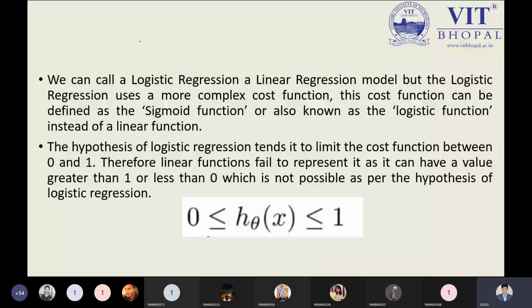So here we have some terms we need to keep in mind, and this is only for theoretical purposes. We can call logistic regression a linear regression model, but logistic regression uses a more complex cost function. This cost function is defined as a sigmoid function. So what is the function by which we decide the cost? We decide everything in logistic regression by the sigmoid function. In linear regression, we decided our equation, that is y equal to mx plus c.